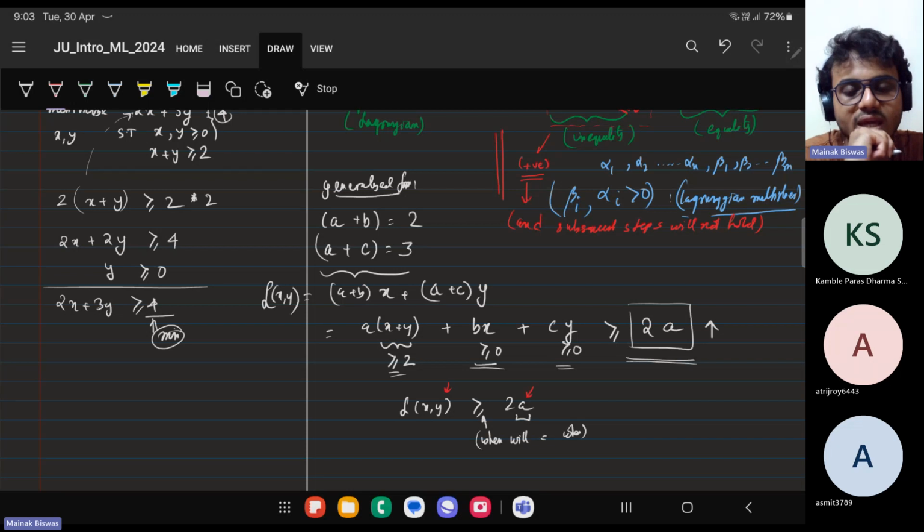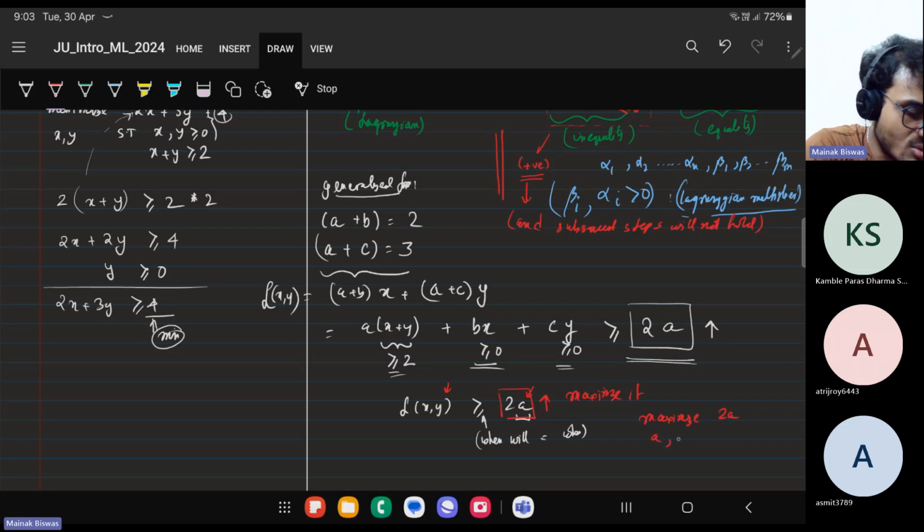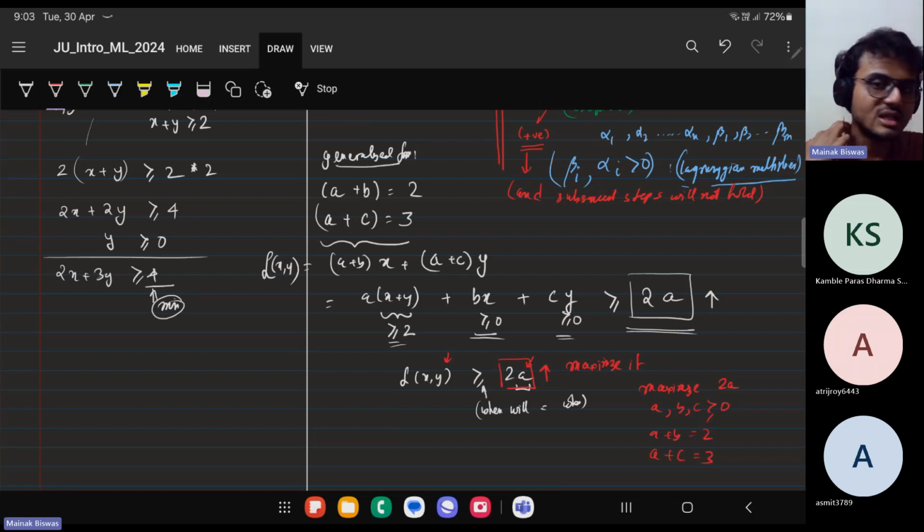So what can I do with a? I want to change a; we can increase it, we keep on maximizing it. So maximize 2a such that a, b, c are greater than 0, a plus b equal to 2, and a plus c equal to 3. See, now b is not in this equation, so I can just put b equal to 0. And I'll get 2 into 2 equal to 4.